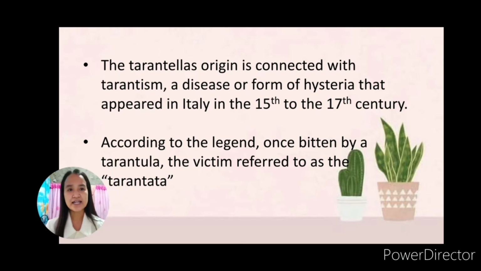So, the Tarantella's origin is connected with tarantism, a disease or form of hysteria that appeared in Italy in the 15th to the 17th century.